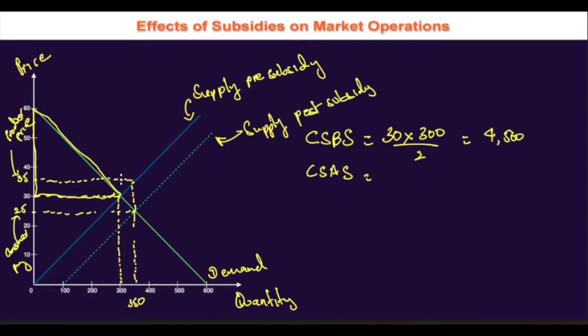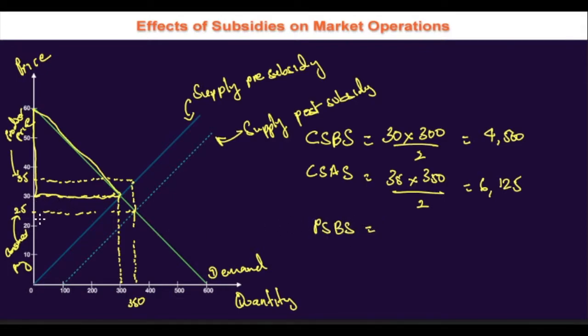And consumer surplus after subsidy: they are willing to pay 60 rupees, but they are actually paying only 25 rupees because of the new equilibrium. So it is 60 minus 25, that would be 35, into the quantity, which has now increased to 350, divided by 2. That would be 6,125.